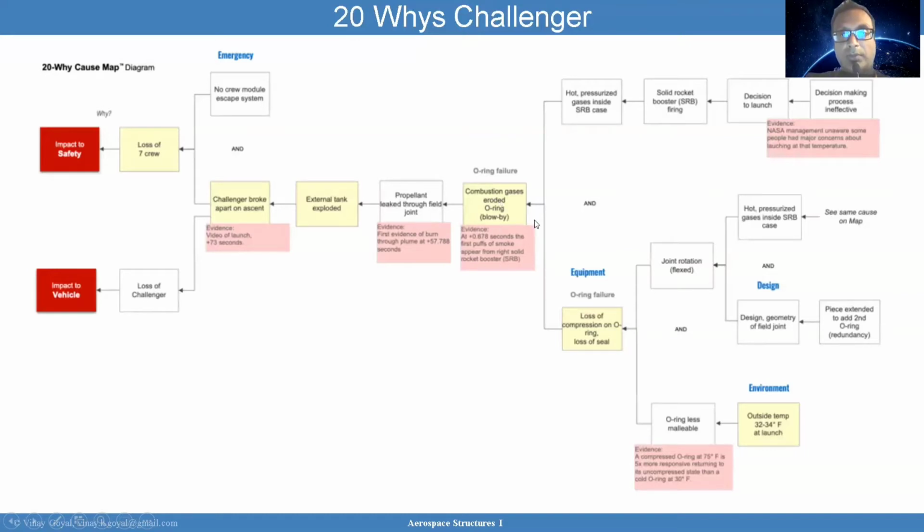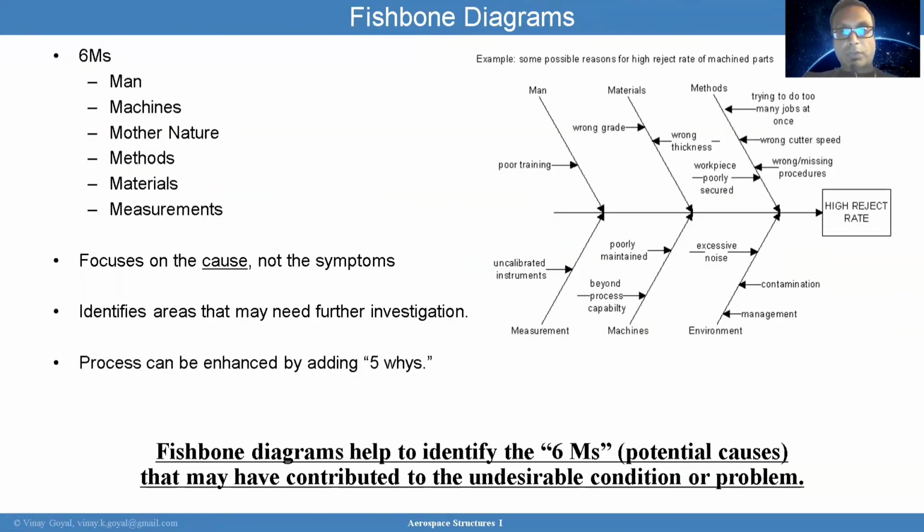Then you'll ask why, and maybe now you can go into this branch and say, well, the O-ring failed because of the hot pressurized gases inside the SRB, the solid rocket booster case. You have some issue there. Then you go back and continue asking those questions all the way back until you can determine what the conditions were. In this case, the loss of the O-ring compression, so that you had loss of sealing, was an issue. And you could then bring the root cause all the way down to the temperature being outside of the tested conditions for the solid rocket motor O-ring.